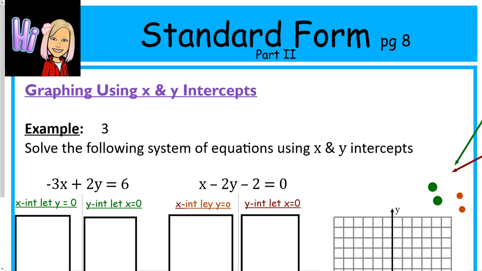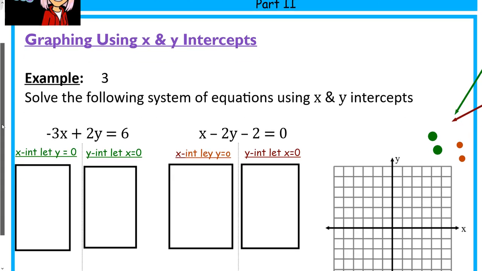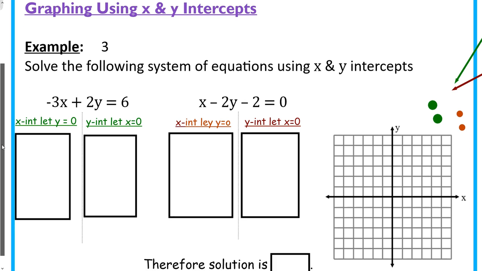One more question. Okay, for this one here, it's asking you to solve a system of equations using x and y intercepts. Solving a system of equations means find the spot where these two lines intersect, where they cross. Okay, you will run into scenarios where lines don't cross. That happens if they have the same slope. In this example, they don't have the same slope. You will see when we graph them that they don't.